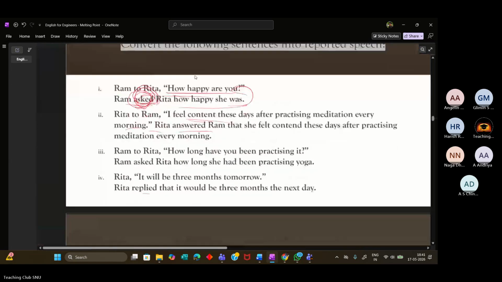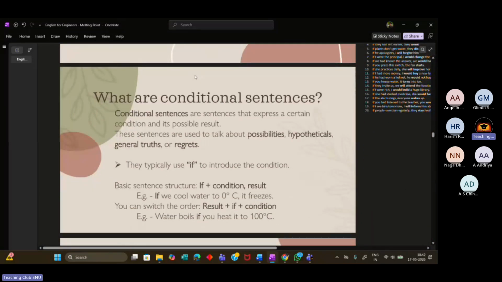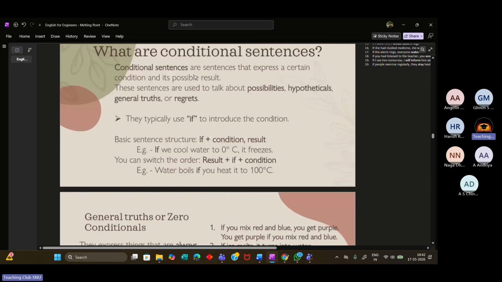Okay, I am moving on to the next one, if conditions. So what are if conditions? Conditional sentences. As the name suggests, it's just a hypothesis, a possibility. We're discussing the probability that a particular thing could happen. That's what conditional sentences are. Basically, in a conditional sentence, we have this basic sentence structure, where if plus condition will lead to a result.